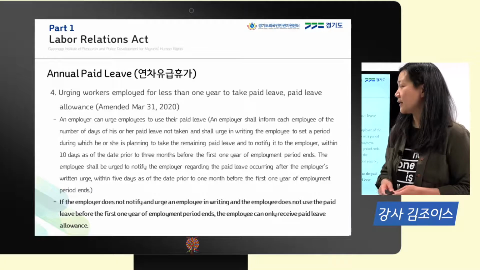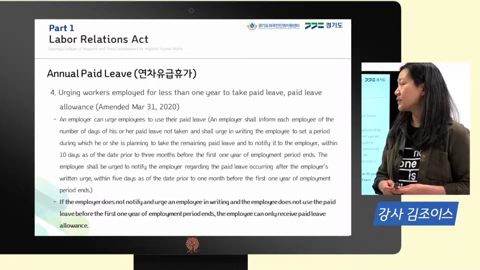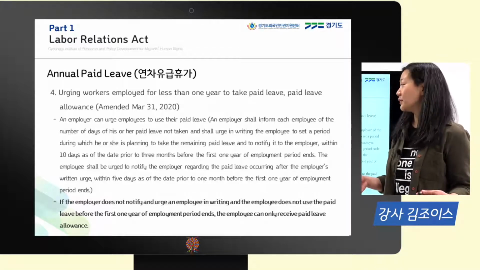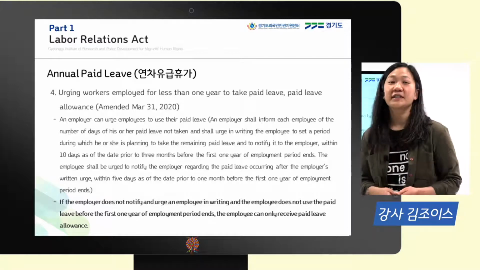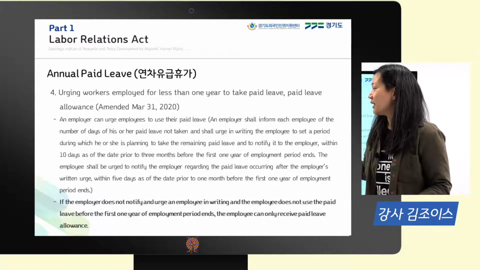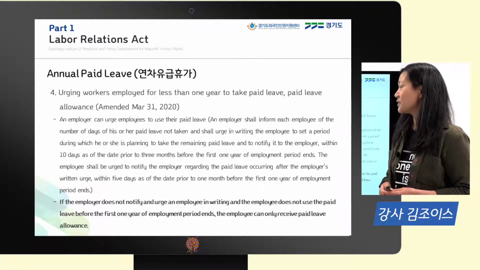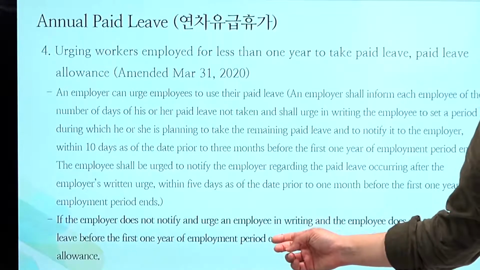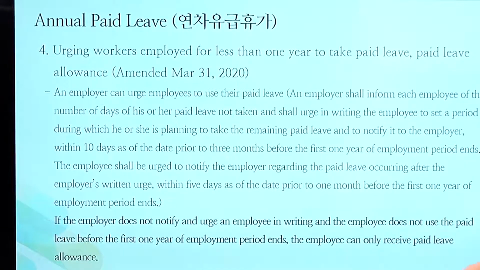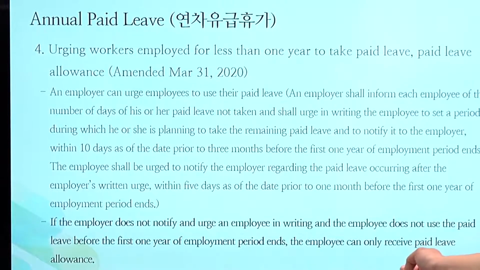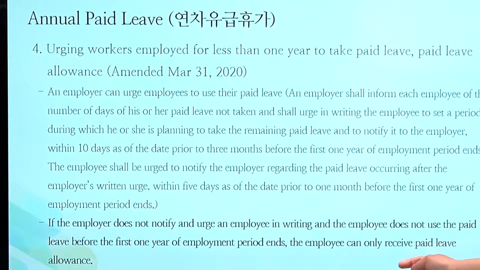Next, this is a new law or rule that was implemented 2 years ago in 2020. Now workers can kind of be urged by their employers to use their annual paid leave. So employers can tell their workers, okay, when are you going to use your vacation? When are you going to use your paid leave? So if we look here, an employer can urge employees to use their paid leave. And if the employer does not notify and urge an employee in writing, so this is really important, it needs to be notified in writing, and the employee does not use the paid leave before the end of the year, then the employee can only receive paid leave allowance. So if the employee did not use 5 of their days, then they can receive the paid leave allowance only.